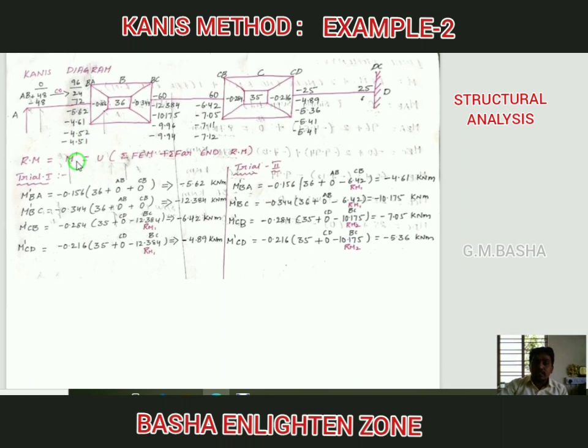So what is the formula for calculating rotation moment? The rotation moment is denoted by M dash, and it is equal to U, the rotation factor, into sigma FM, the sum of the fixed moments, plus the sum of the far end rotation moments. So friends, see here, I am calculating M dash BA, the rotation moment at BA, which is equal to U, the rotation factor. For BA the rotation factor value is minus 0.156 into the sum of the fixed moments. For joint B, the sum of the fixed moments is 96 minus 60.